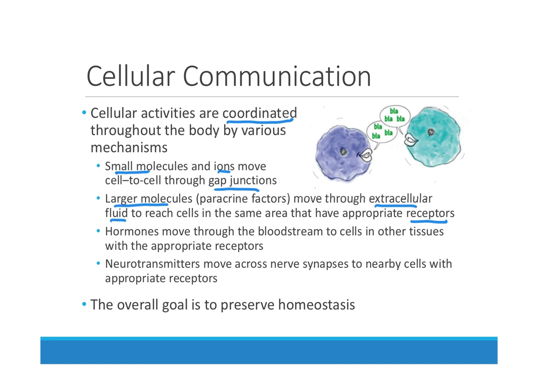The endocrine system focuses on hormones that move through the bloodstream to cells often in vastly different parts of the body. And again, these cells need to have the appropriate receptors. And then in the nervous system, we talked about how neurotransmitters are chemicals that move across nerve synapses to pass on the nervous impulse from one neuron to another. The overall goal of all of this communication is to preserve homeostasis, to keep everything in balance within an organism so the organism can survive.